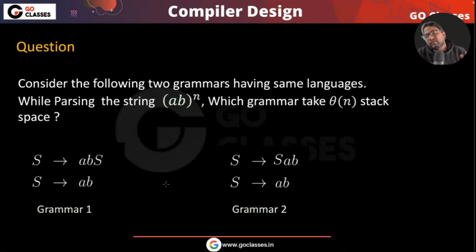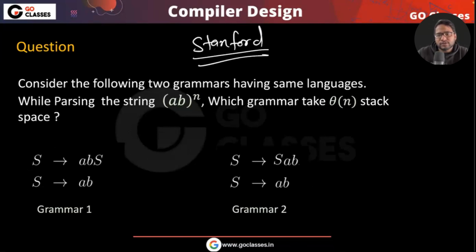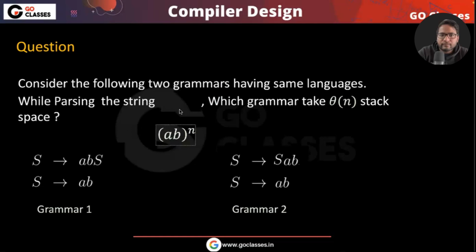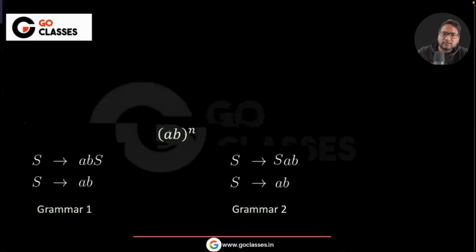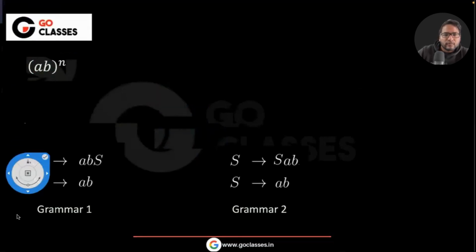Which grammar will take theta of n stack space? Extremely nice question. Just try to answer this question. If you answer this, I will be very happy. By the way, this question is from Stanford. Let's just see if you can answer this. So you want to parse this AB power n, right? Now they're saying which grammar will be taking theta of n space in the stack. So what is happening here?